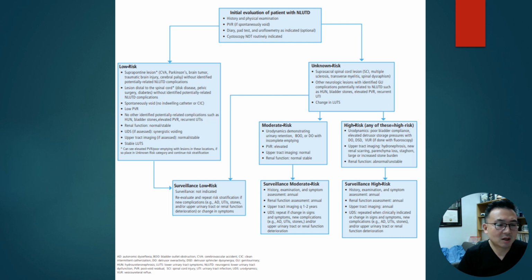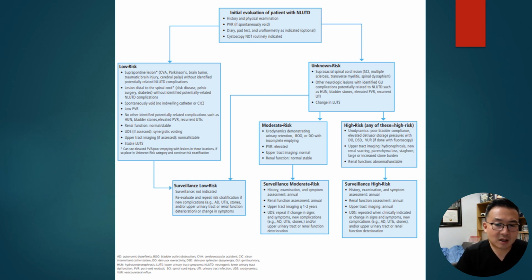Low-risk conditions include things like stroke, Parkinson's disease, brain tumor, basically suprapontine causes, and lesions distal to the spinal cord. It's considered low risk if the patient is spontaneously voiding, has a low PVR, and their renal function is not compromised. If we perform urodynamics, we might see synergistic voiding, and if there's upper tract imaging, there's no significant abnormalities. Basically, their symptoms are stable. Everyone else is considered an unknown risk, and further evaluation is needed.